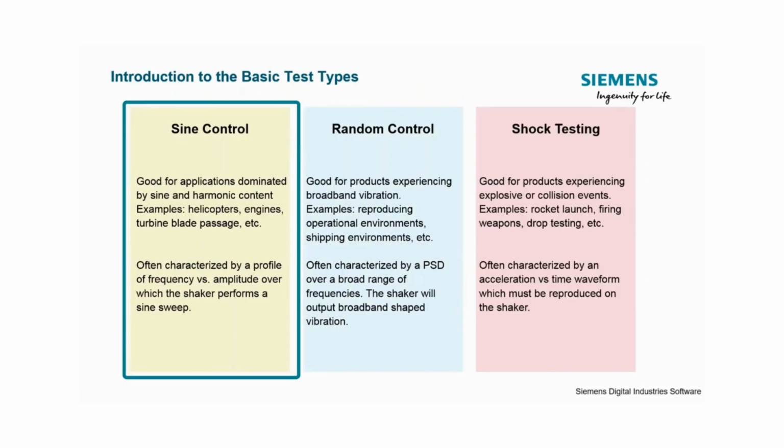Sine testing is good for applications dominated by sine and harmonic content. The sine vibration test is going to be expressed as a profile of acceleration versus frequency, and typically these sine tests are going to be performed as a sine sweep. These tests are usually used where the environment is dominated by some sort of sinusoidal content and harmonics. So think of propeller aircraft and helicopters, or rotational engine components, or turbine blade passage. These are the types of things that we might consider as sine dominated.